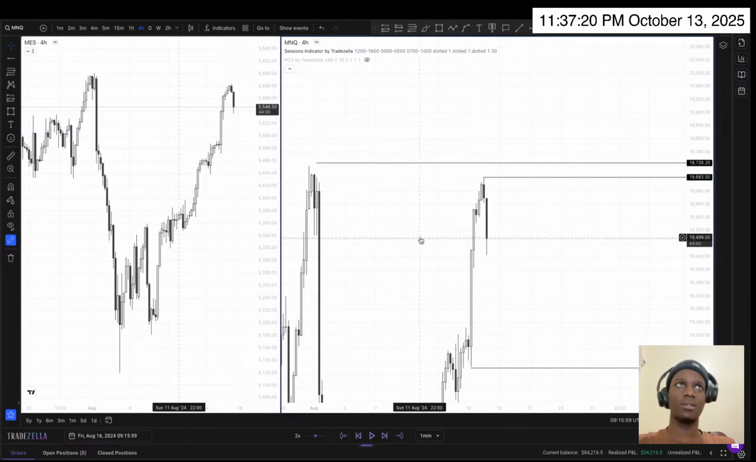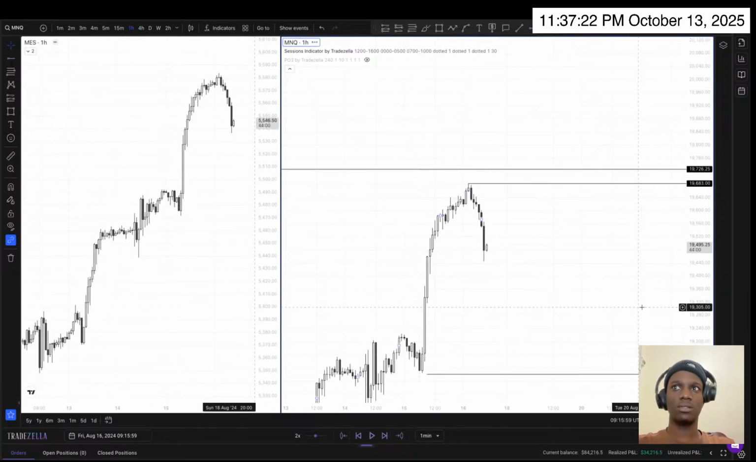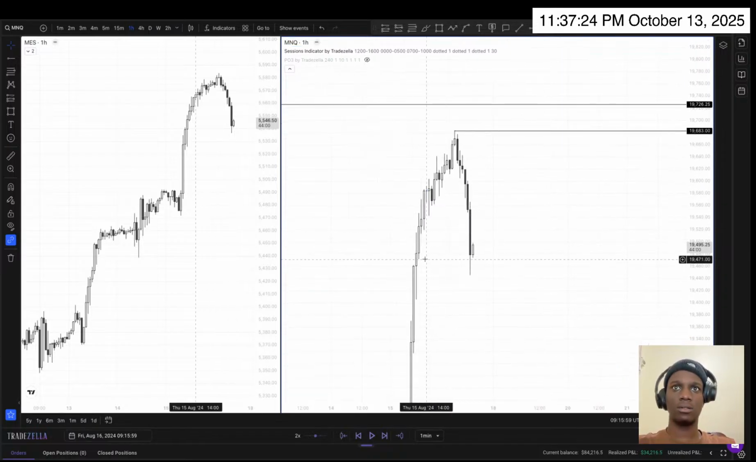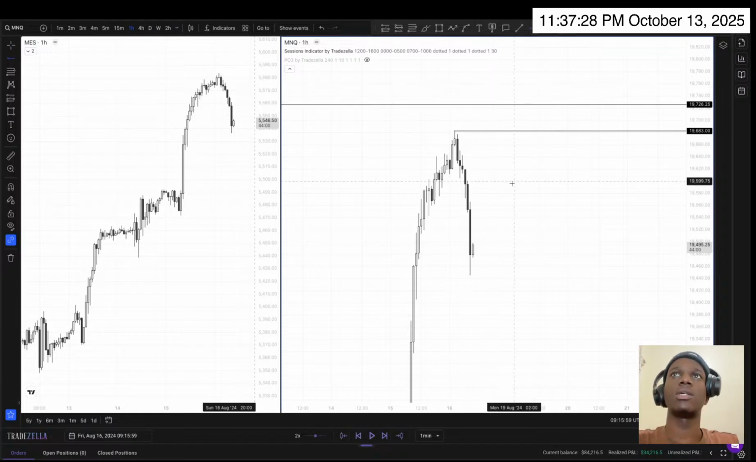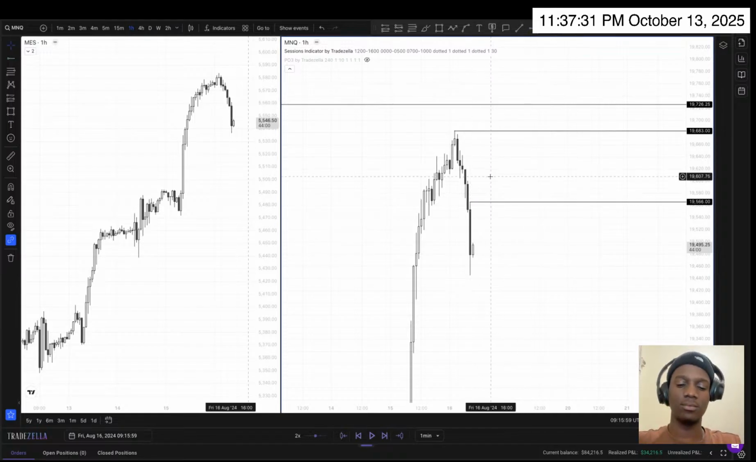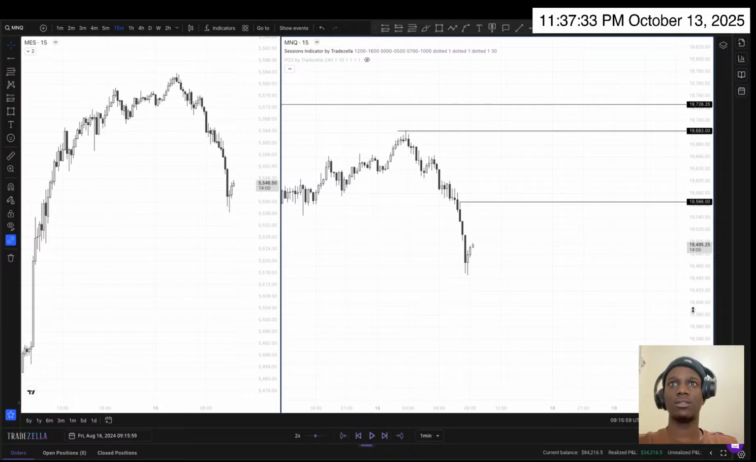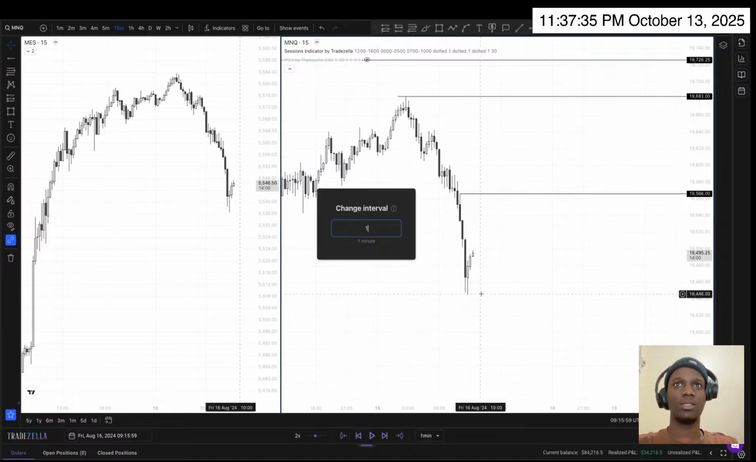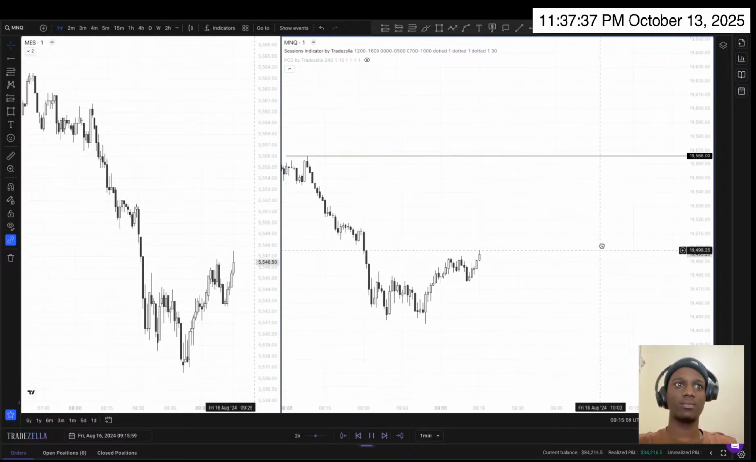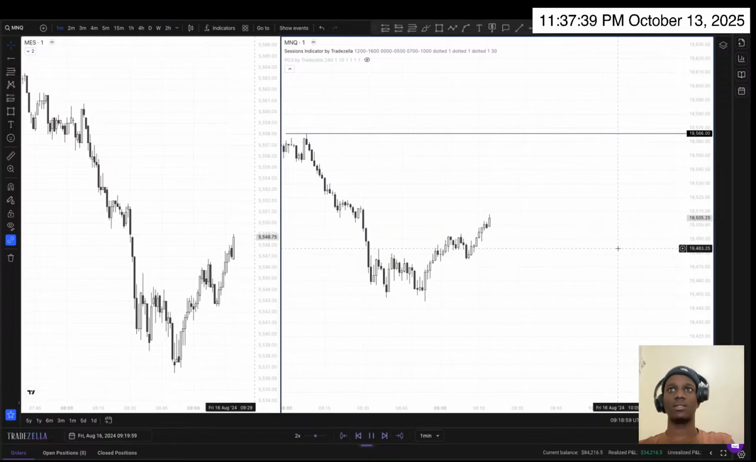There's a 4-hour gap here. Targets. It's 15 now. I'd like to see it probably put in another sweep and then head higher.